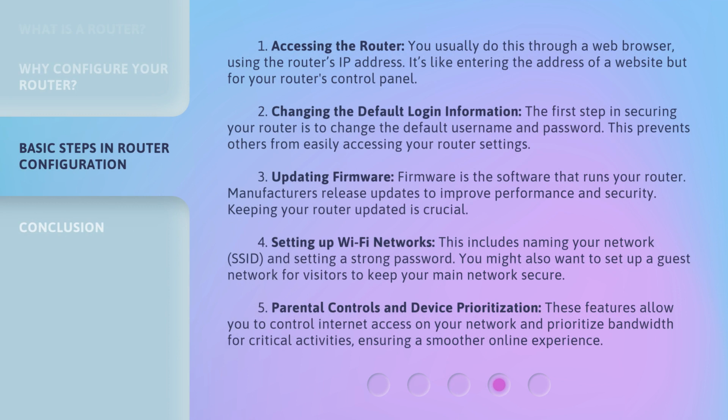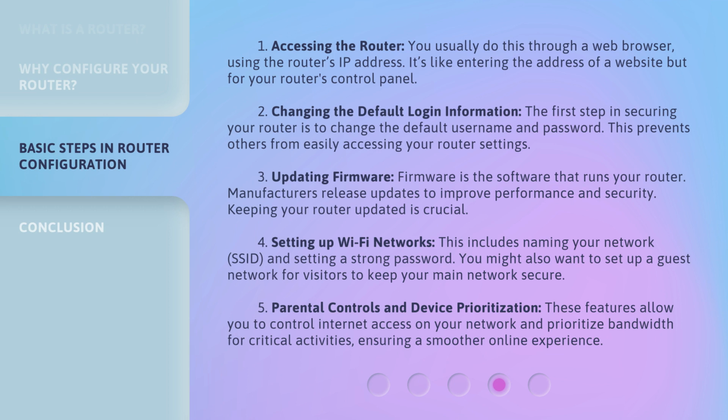1. Accessing the router. You usually do this through a web browser, using the router's IP address. It's like entering the address of a website but for your router's control panel. 2. Changing the default login information. The first step in securing your router is to change the default username and password. This prevents others from easily accessing your router settings.